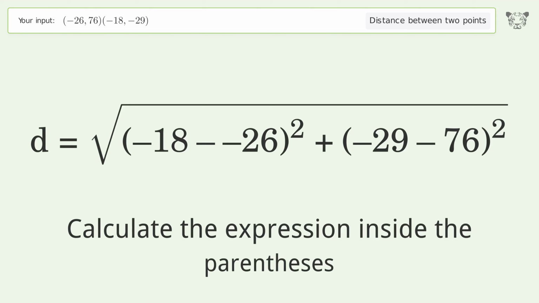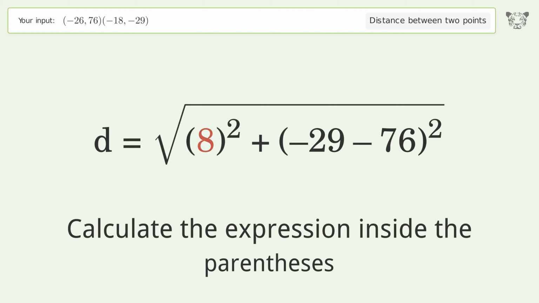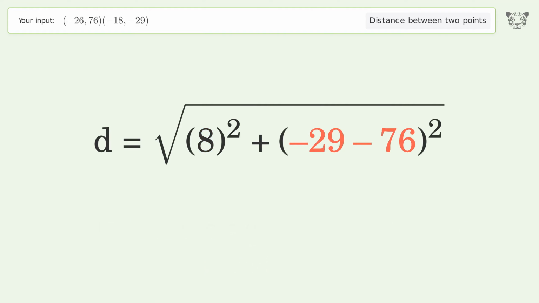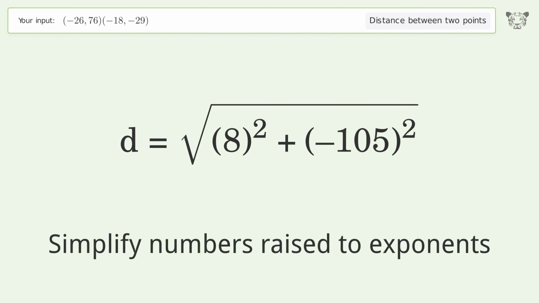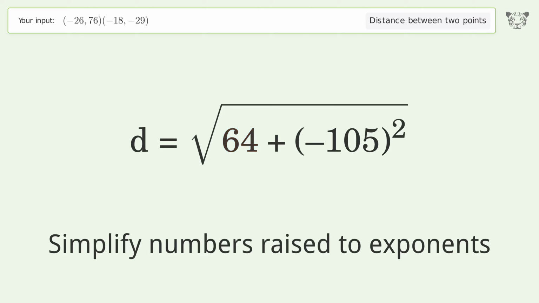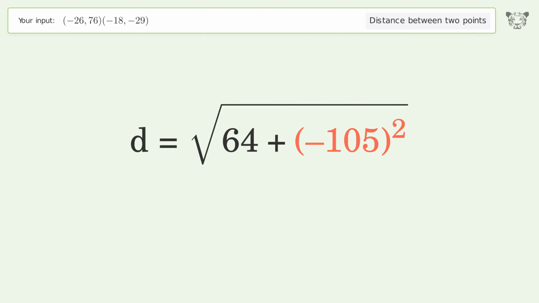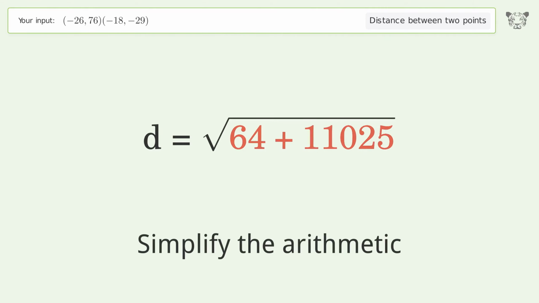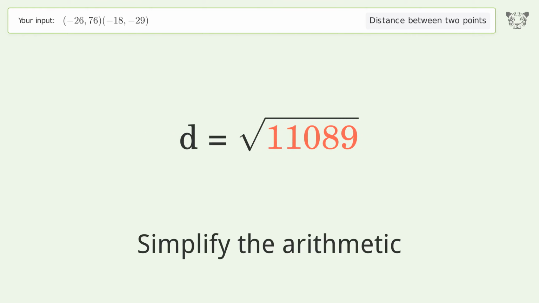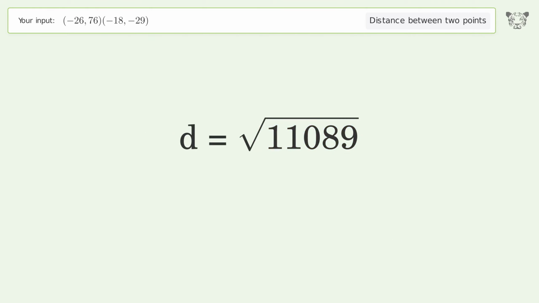Calculate the expression inside the parentheses. Simplify numbers raised to exponents. Simplify the arithmetic. And so the distance between the 2 points is the square root of 11,089 or 105.304.